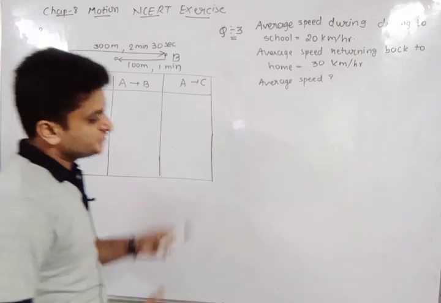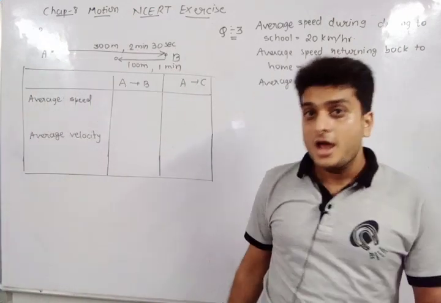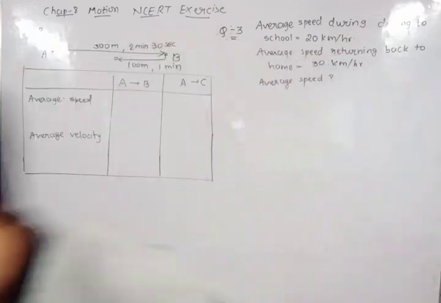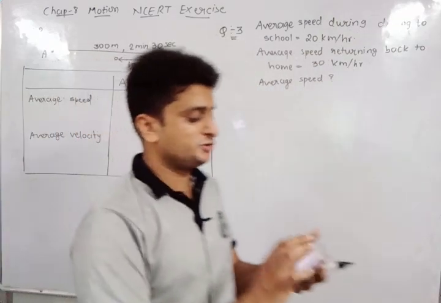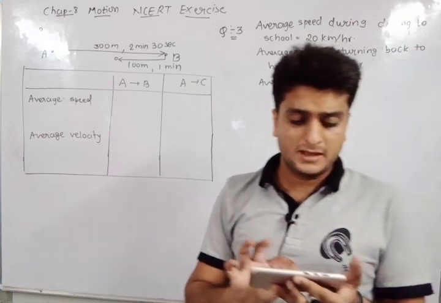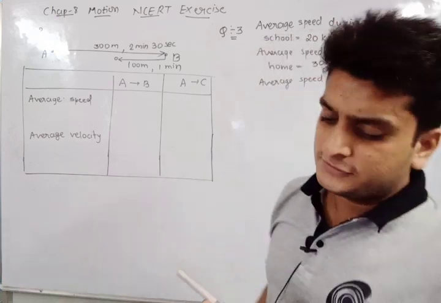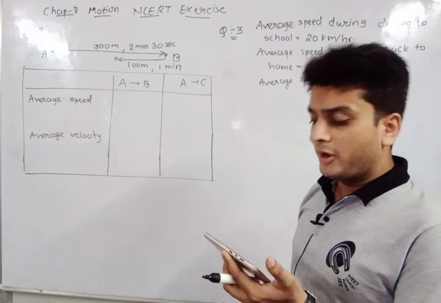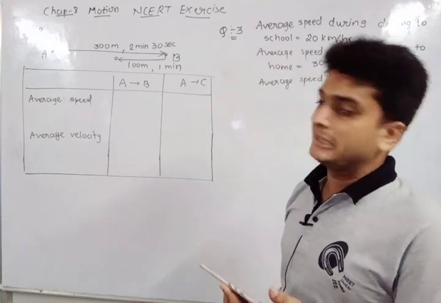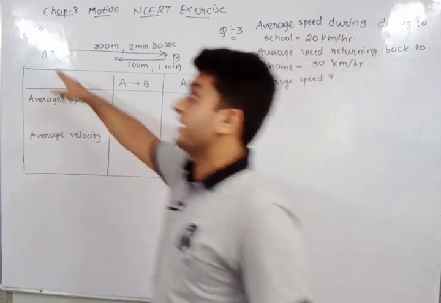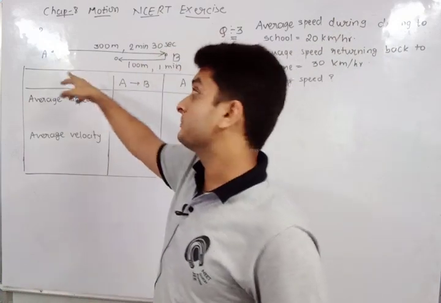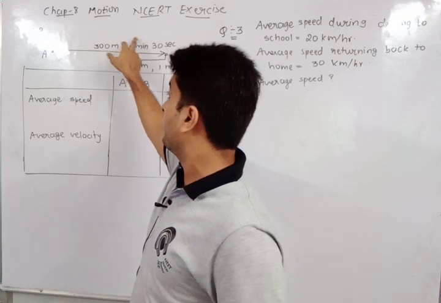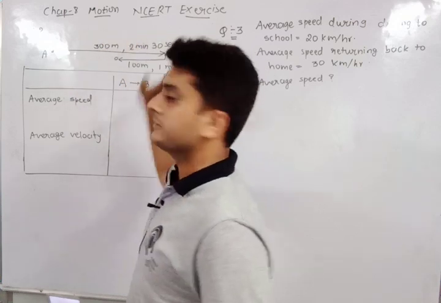Okay, so the next 2 questions are on the screen, and this is a bigger question. I will read the question for you. Joseph jogs from one end A to another end B on a straight road, 300 meter in 2 minutes 30 seconds. So there are basically 2 points A and B, the distance between them is 300 meter, and Joseph takes 2 minutes 30 seconds to go from A to B.